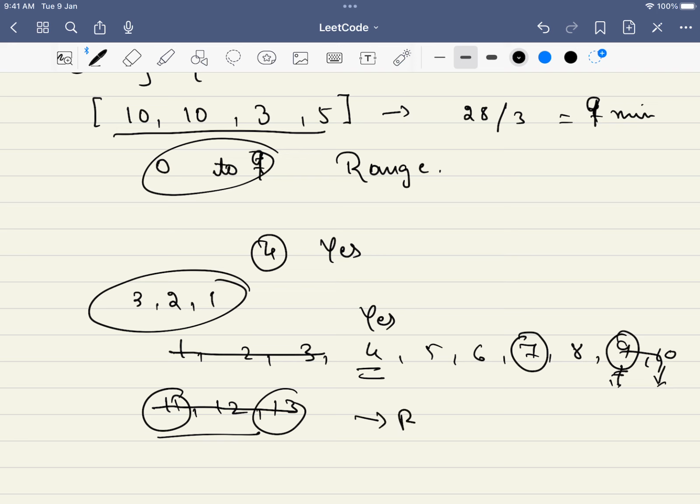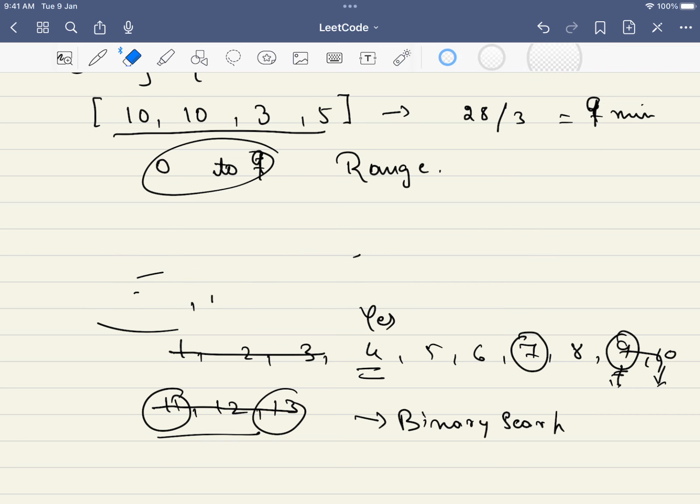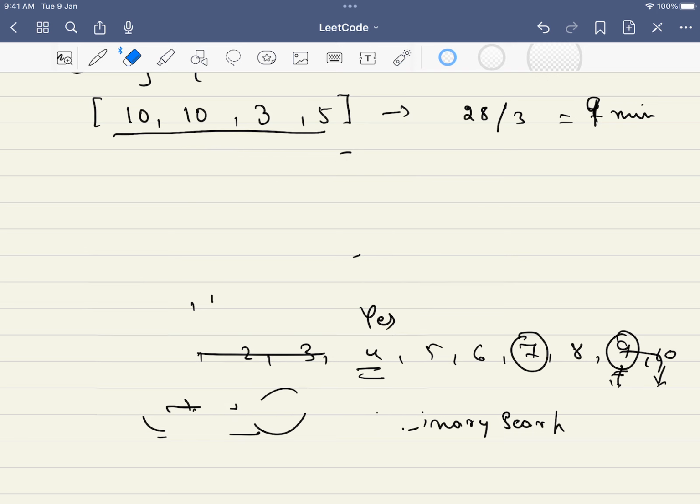So the answer is binary search with answer space. That is, we have a definitive range of answers, and these answers can also be eliminated. How do we do this? How do we eliminate this, or how do we get this yes or no? That is the important problem that we have here. How do we come up with this?